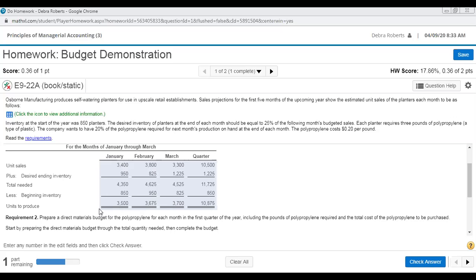Now, that's all we need to do. From that point on, we just do our subtraction, the difference between our beginning inventory and what we need. That's going to be the units that we need to produce for each and every month.